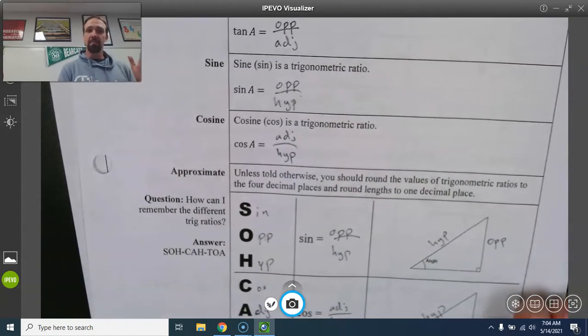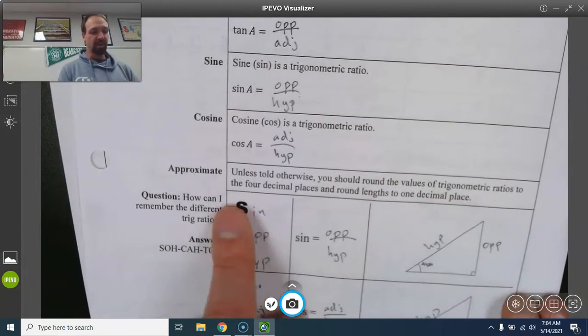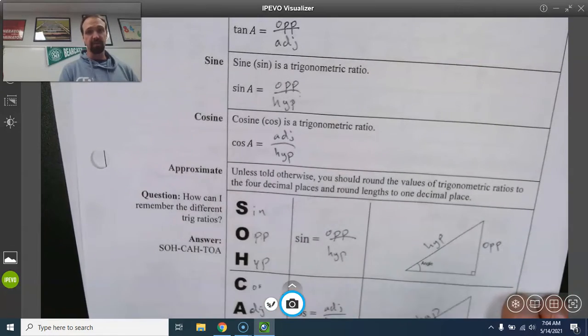Unless we tell you otherwise, make sure you round the values of trigonometric ratios to 4 decimal places, so you're doing it to the 4th decimal place, and round lengths to 1 decimal place.